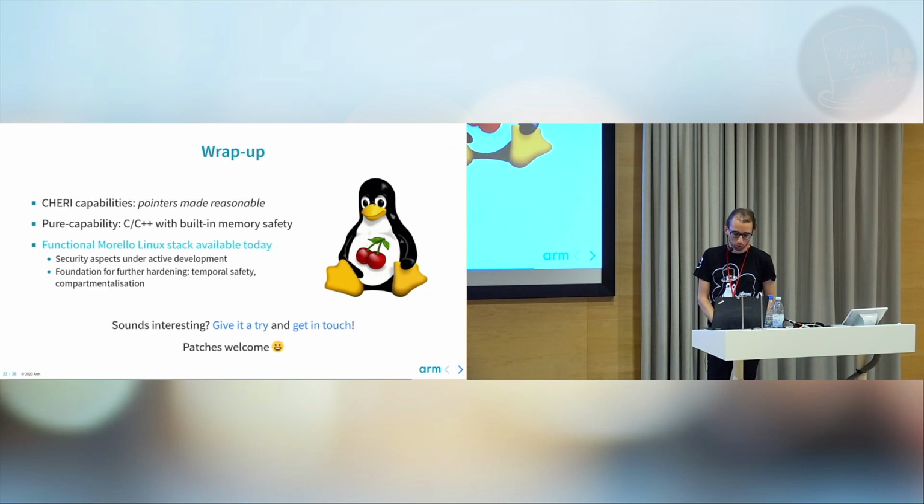Right, so to wrap up on all this, if you have to remember just a few things. CHERI capabilities are essentially pointers made reasonable, not a silver bullet. And the pure capability model is really C and C++ with built-in memory safety. And we have a functional, modern Linux stack. It's available right now. The security aspect is still under development, but it is functional. And I think the important aspect is that this is really a starting point. Supporting pure capability is not easy, but it's a starting point, because with that you can do further things. So you can do, as I mentioned, temporal safety to prevent use after free. And that's also very useful for all things related to compartmentalization, so having different compartments in the same process with strong isolation.